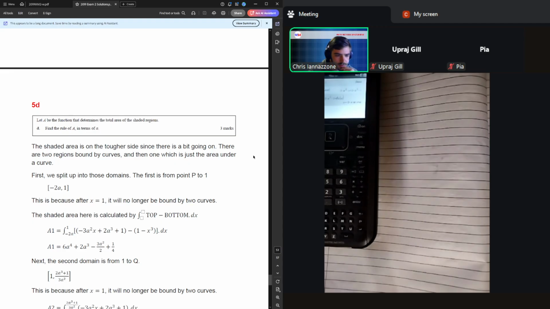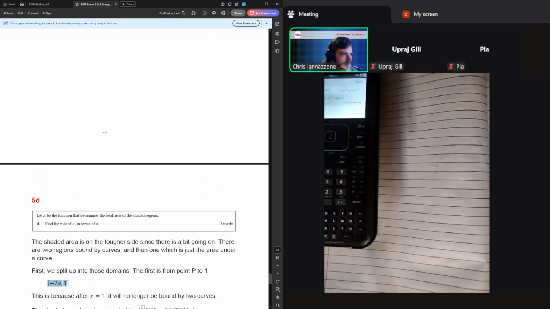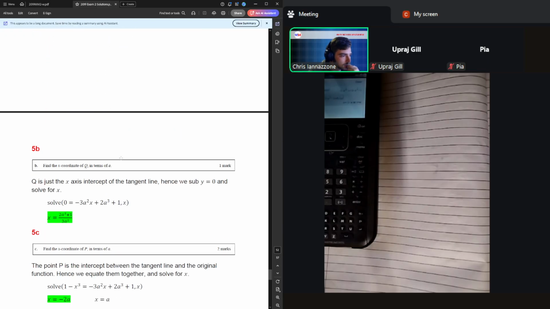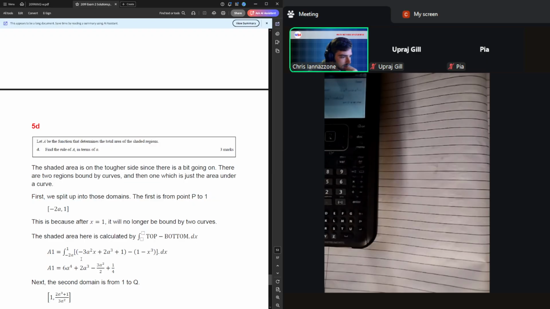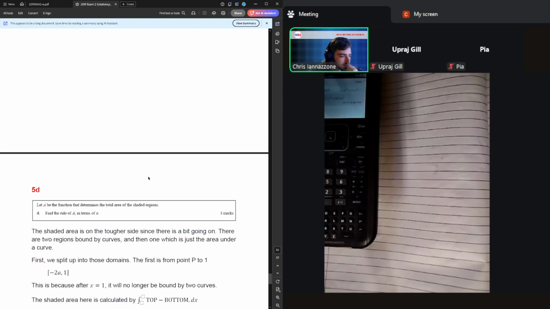So to catch people up a little bit, one of the first domains you'd probably want would be negative 2a to 1, right? Because that's the starting bit of p, which over here we saw was x equals negative 2a, and that's going to maintain the entire way up until 1, because up until x equals 1, the linear will be above the cubic the entire time. That'll get you the first integral. So you do linear take cubic, and that'll get you the first section of area there. The next section, maybe I'll pause there.